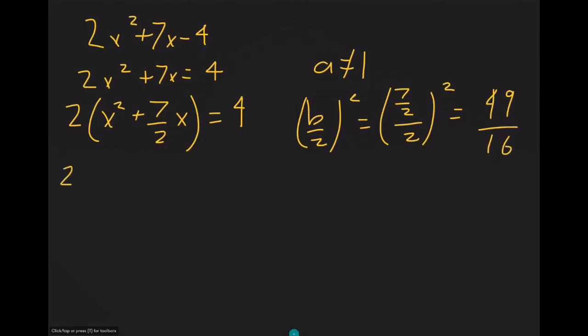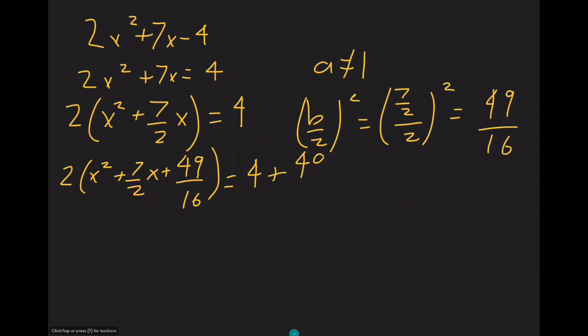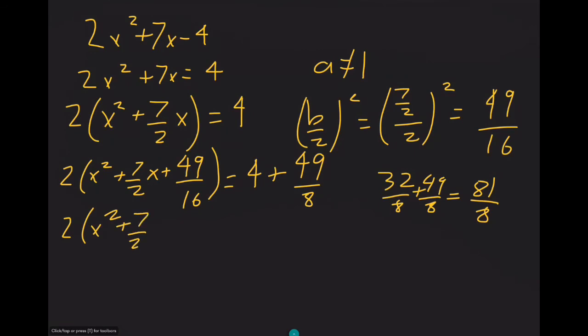Right, so then 2 times (x² + 7/2 x + 49/16) equals 4 + 49/16 times 2, which is 98/16 and can be simplified to 49/8. And then it will be 32/8 + 49/8 = 81/8. So then it will be 2 times (x² + 7/2 x + 49/16) = 81/8.